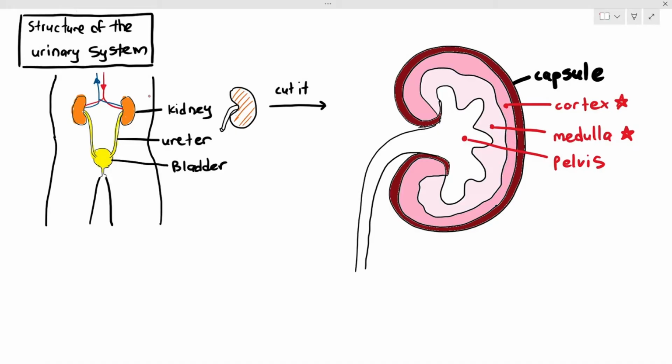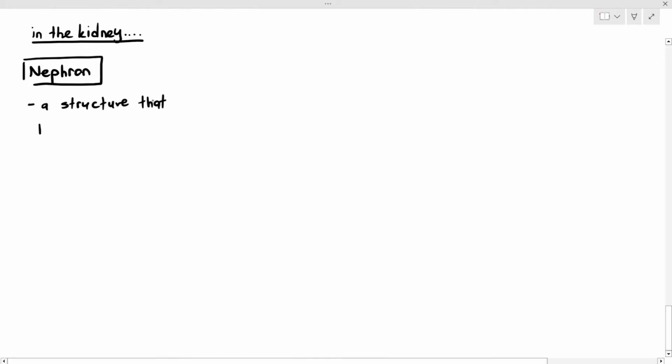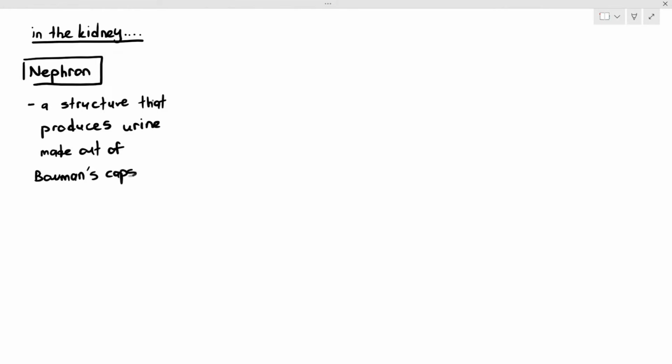Now, in terms of excretion and homeostasis, the kidney has this extremely important structure. And this is the one that causes the most amount of pain for students. And that thing is known as a nephron. A nephron is a structure that produces urine in the kidney, and it's made out of a few important parts or portions known as the Bowman's capsules and tubules. Tubules are just small tubes.